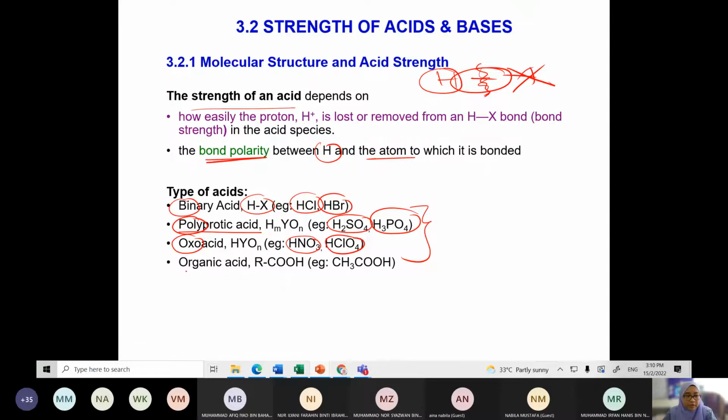Last but not least, we have organic acid. Organic means it consists of carbon and hydrogen, and it has a hydrogen that can be removed to produce a proton and finally become an acid. For example, we have ethanoic acid. This part is what we call organic, and this part is the carboxylic part. The H will be removed to produce a proton. So these are the types of acid that you should know.